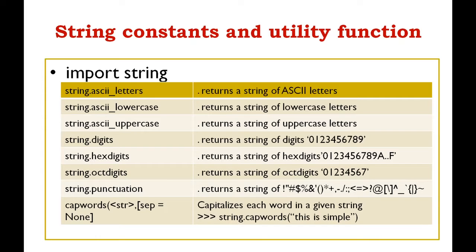So string.ascii_letters returns all the letters, namely lowercase as well as uppercase letters, that is small a to z as well as capital A to Z. It contains a string of 52 characters. The next one is string.ascii_lowercase. It gives me only the lowercase alphabet, from small a to small z. string.ascii_uppercase returns characters A to Z, everything in caps.